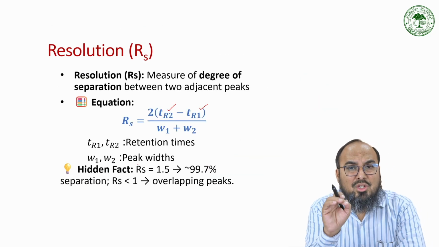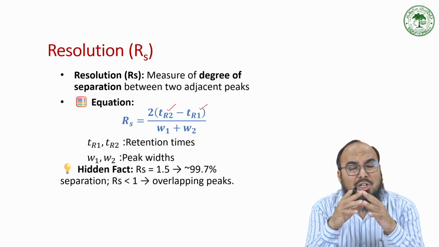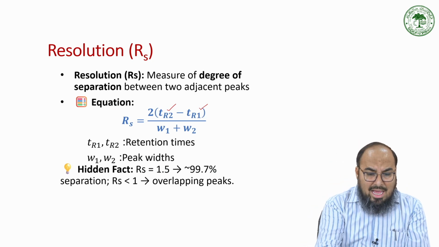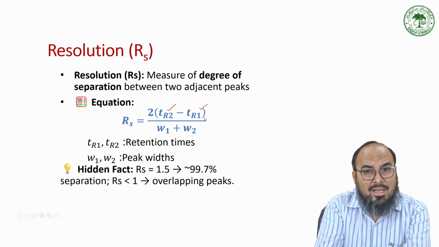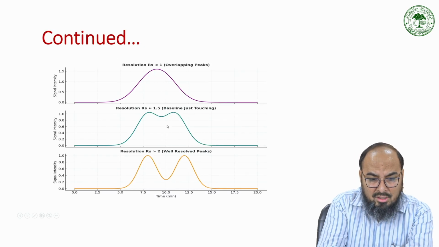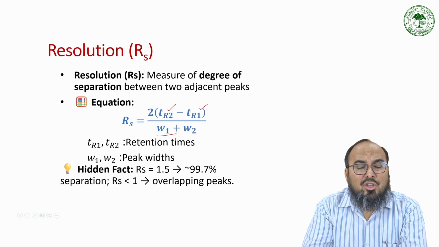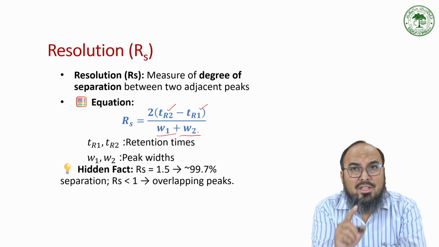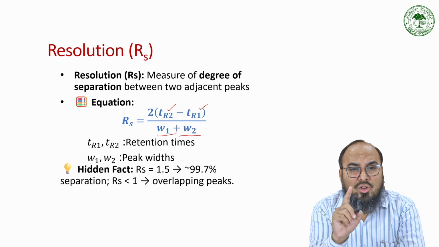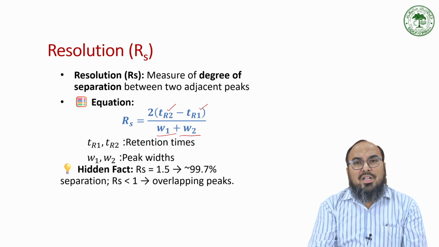So the resolution is the measure of the degree of separation between the two adjacent peaks. This RS is defined as 2 into TR2 minus TR1 upon W1 plus W2, where W1 is the width of the peak of component 1, and W2 is the width of peak 2, that is component 2. And this actually has a very good significance.